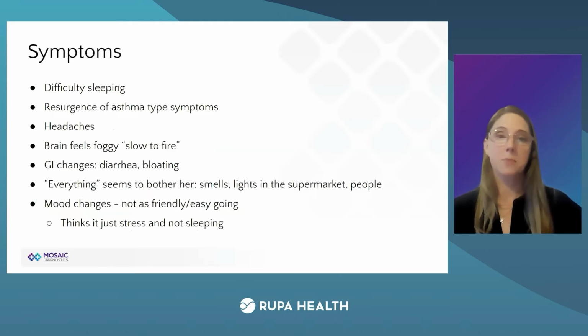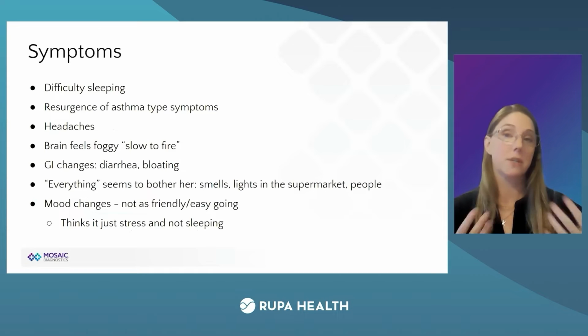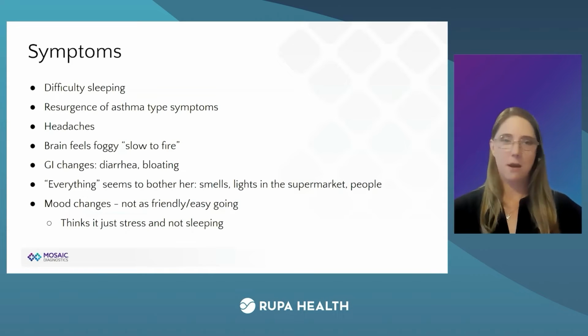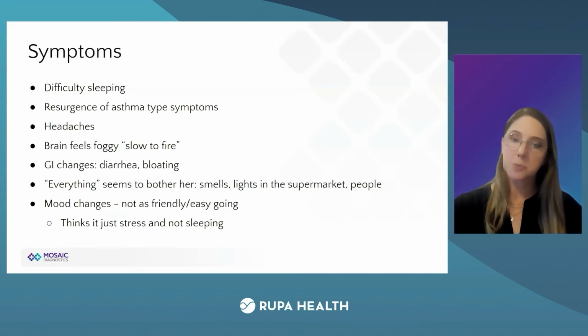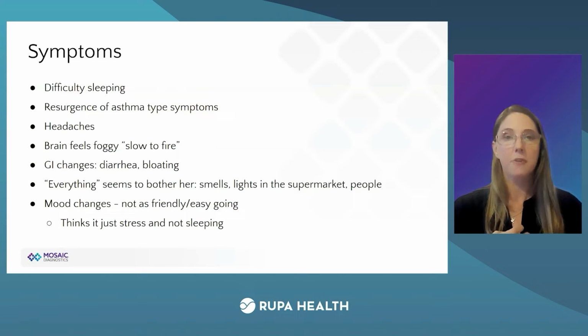She had had asthma before, but it had gotten under control. She was at the point where she just needed a rescue inhaler. She wasn't on maintenance meds because it was well controlled. But what she's noticed as she's been living in this house and doing this work is that she's starting to have a resurgence of her asthma type symptoms, and she's needing her rescue inhaler more frequently.